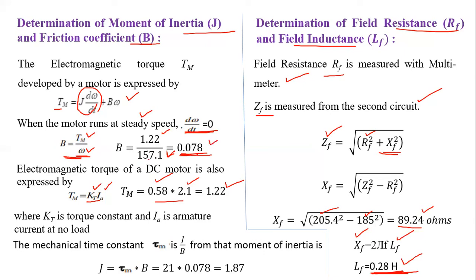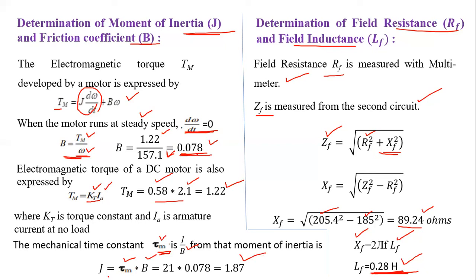Now, once we know the B, then we need to calculate the J value, the moment of inertia. We already know the mechanical time constant. We measured the mechanical time constant, which is equal to J by B. Now we know the mechanical time constant and we know the B value. From that, J is equal to the mechanical time constant, tau m, into B. We already know these two values. Simply if we substitute, we are getting 1.87. J, the moment of inertia, is 1.87.